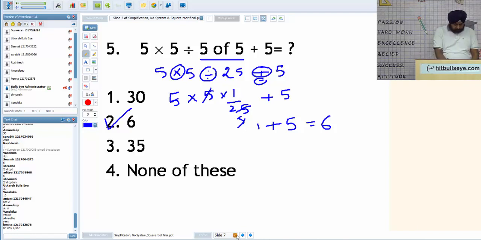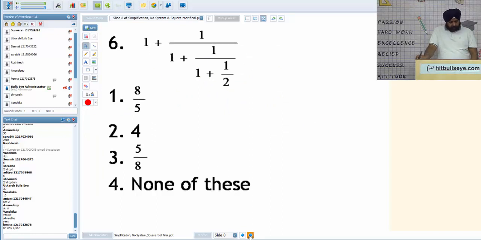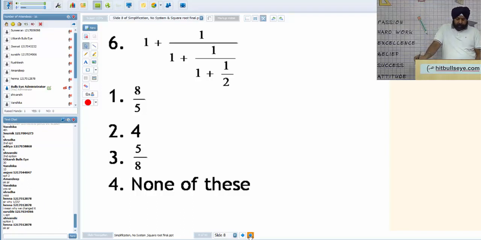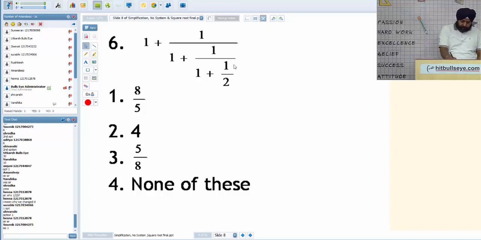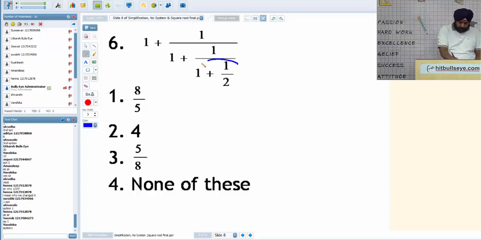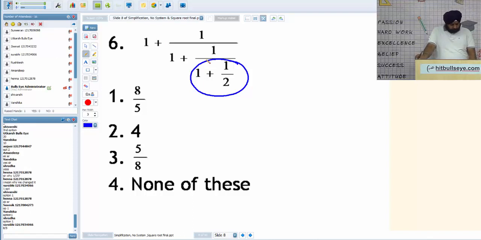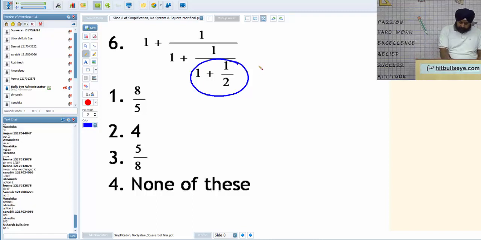Move on to the next question. 1 plus 1 upon 1 plus 1 upon 1 plus 1 by 2. Because we have to solve it, or otherwise we would have divided it, then the answer would have been the same. Option 1. Okay, Hina, thank you. So how do we solve it? We have to start from the reverse. Vanshika says option 1. Shraddha option 1. Surbhi 8 by 5. Anyone else? So we proceed in the reverse way.